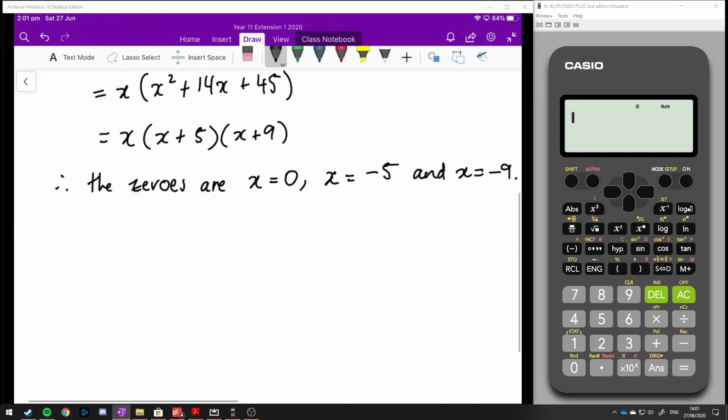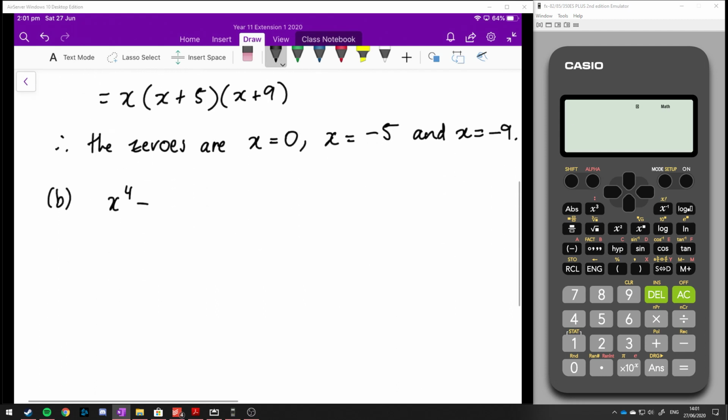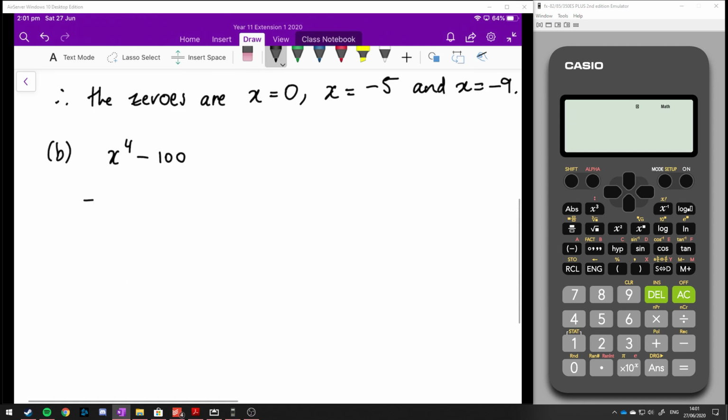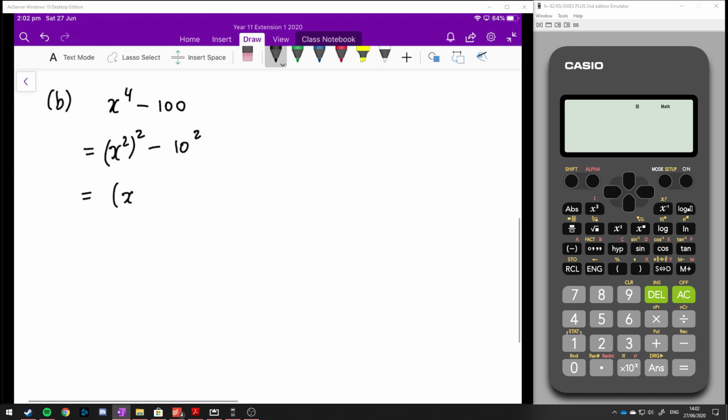All right, let's look at part B. So part B is x to the power of 4 minus 100. Now this one's a bit easier, I think, because if you remember back to some of our rules, this one is a difference of two squares. I could rewrite this as x to the power of 2, all to the power of 2, minus 10 to the power of 2. So we can rewrite this one as x squared plus 10 and x squared minus 10.